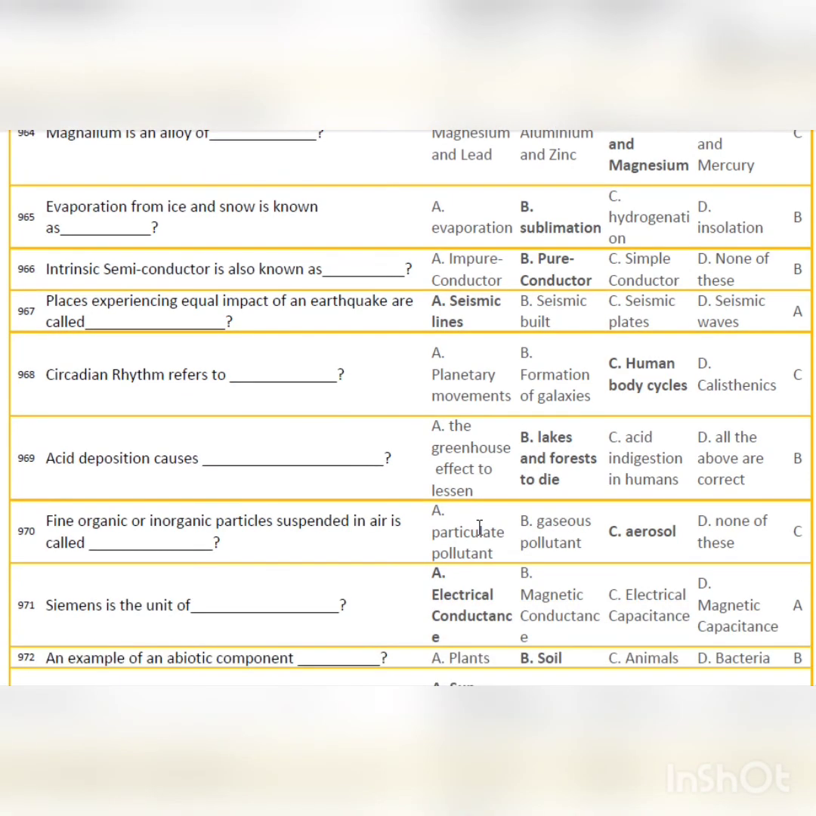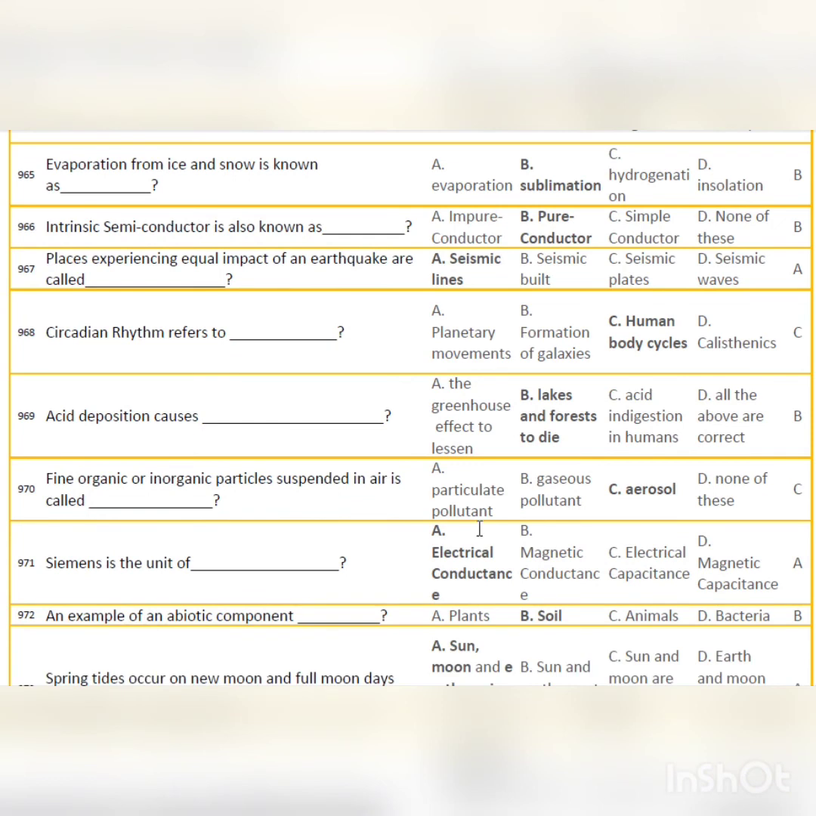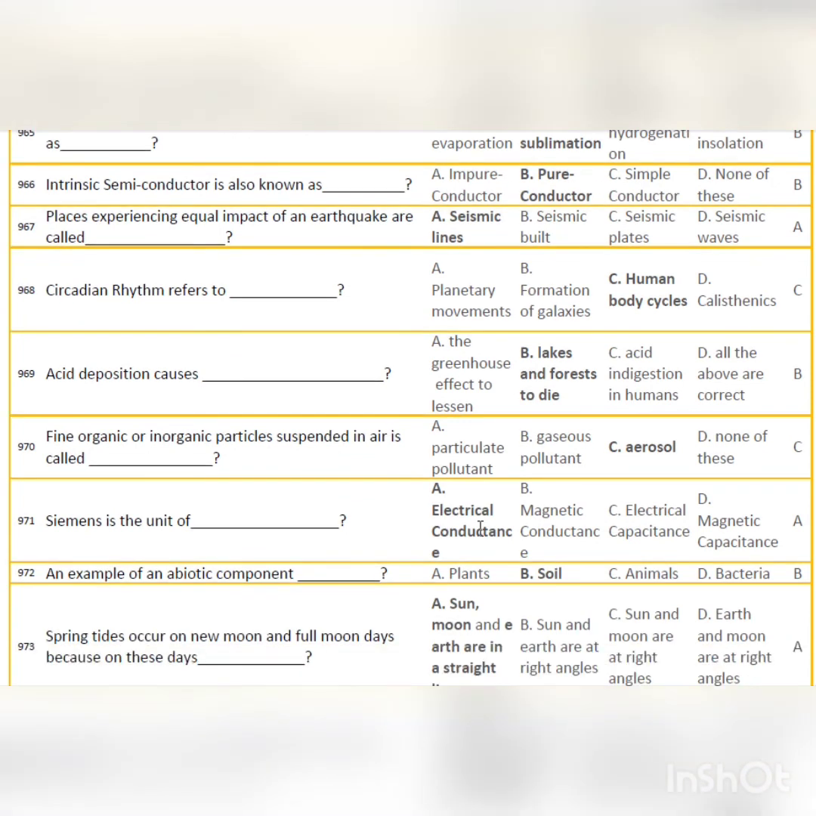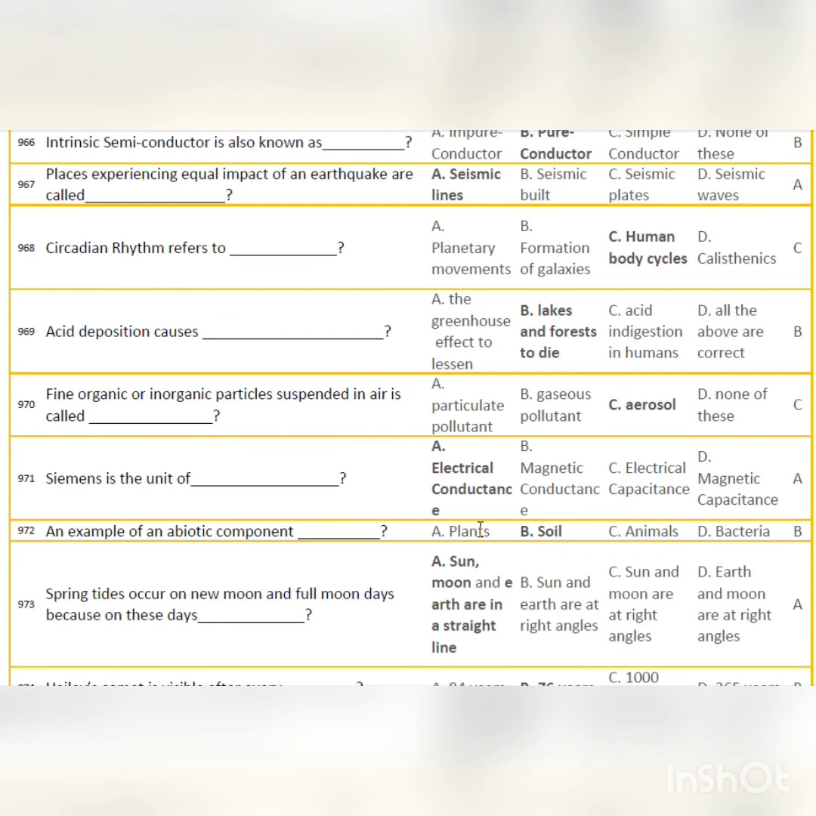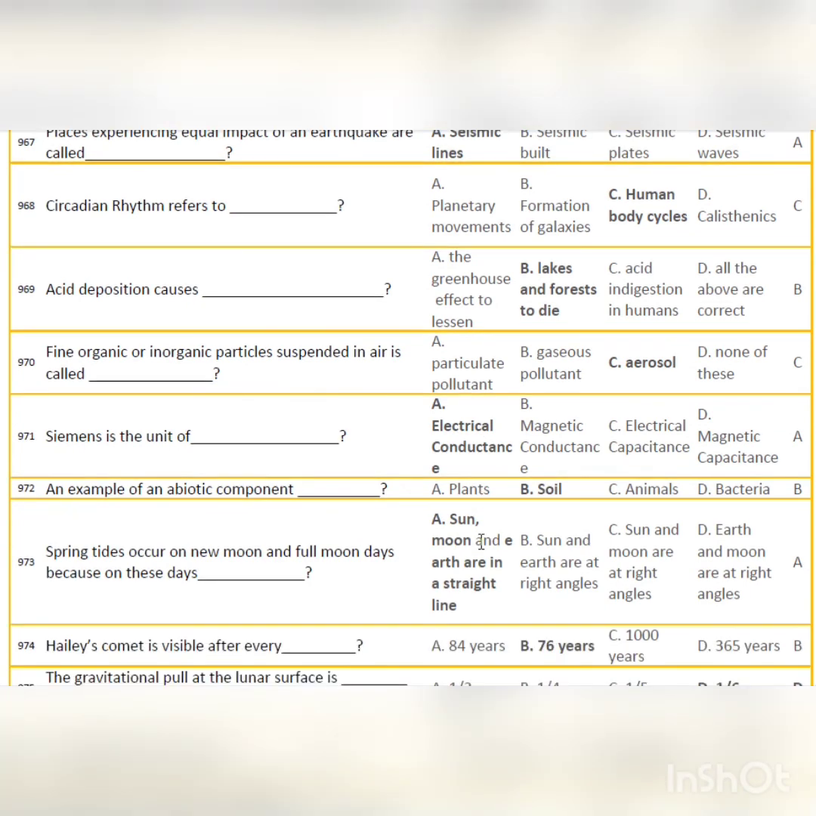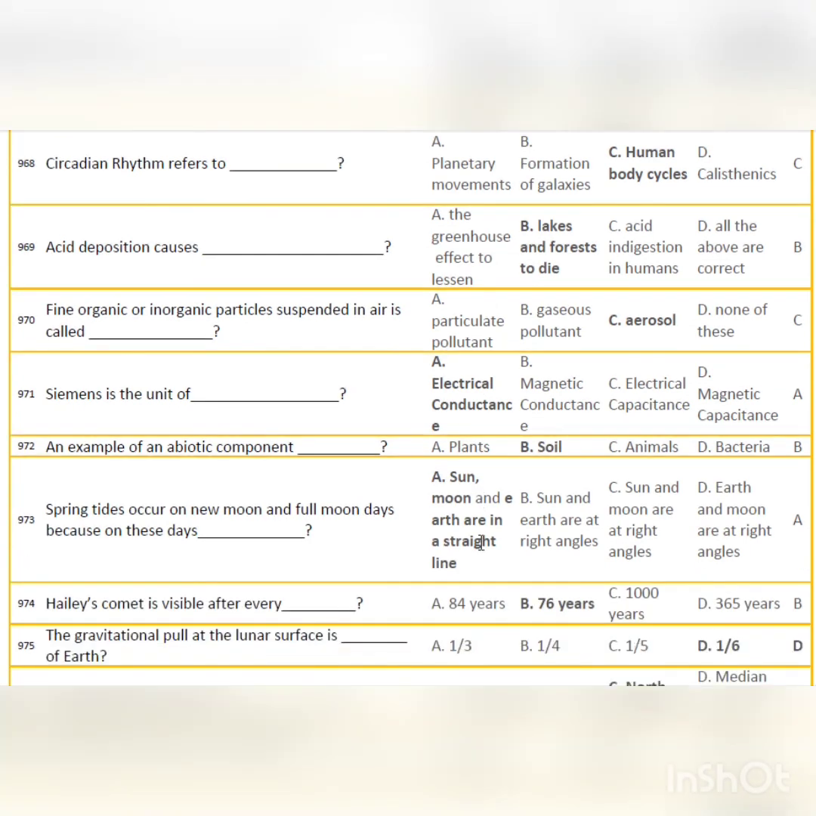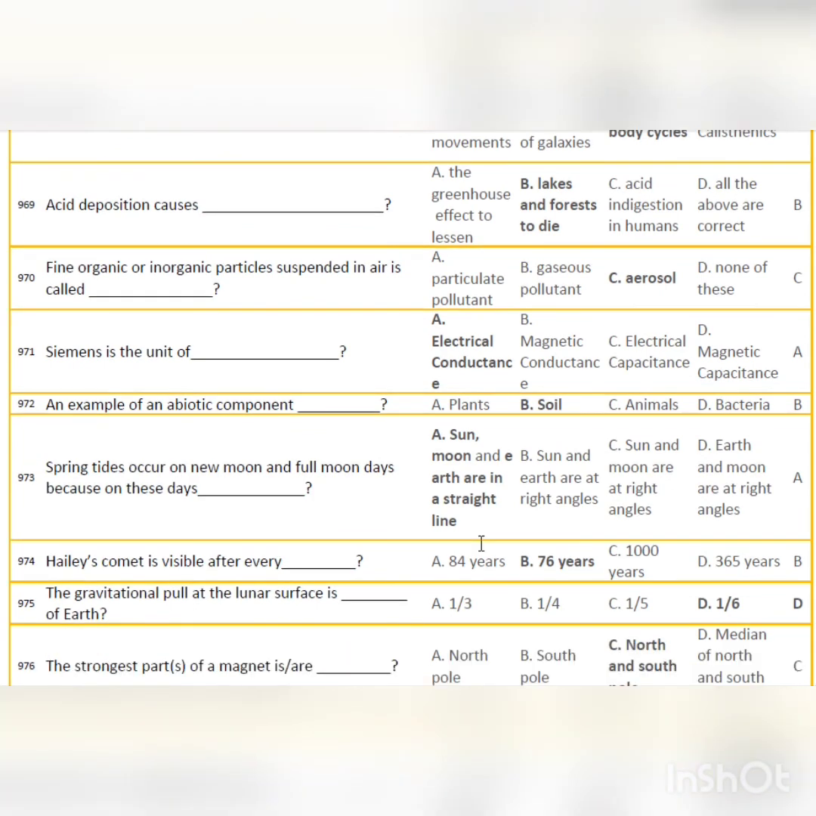Organ meat is a rich source of: A. Carbon dioxide. B. Carbohydrates. C. Protein. D. Vitamin. Answer is D. Vitamin.